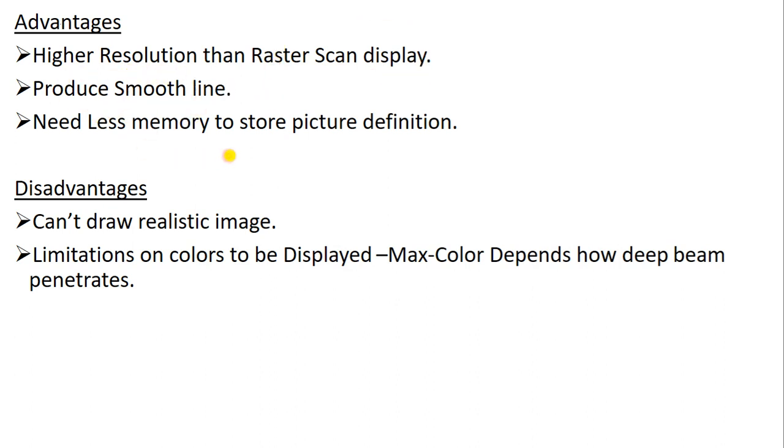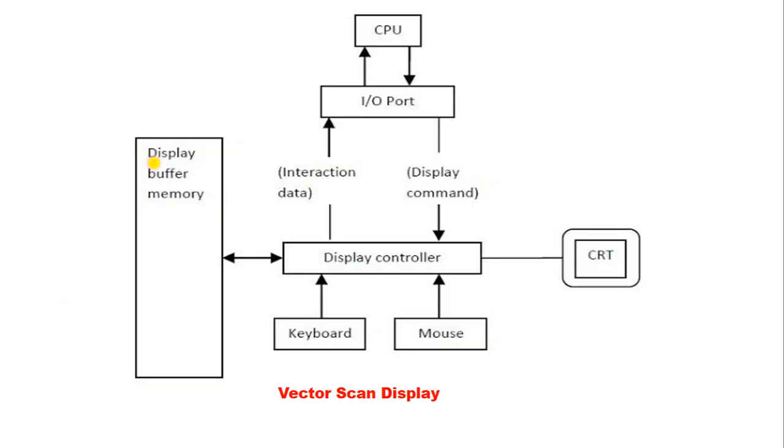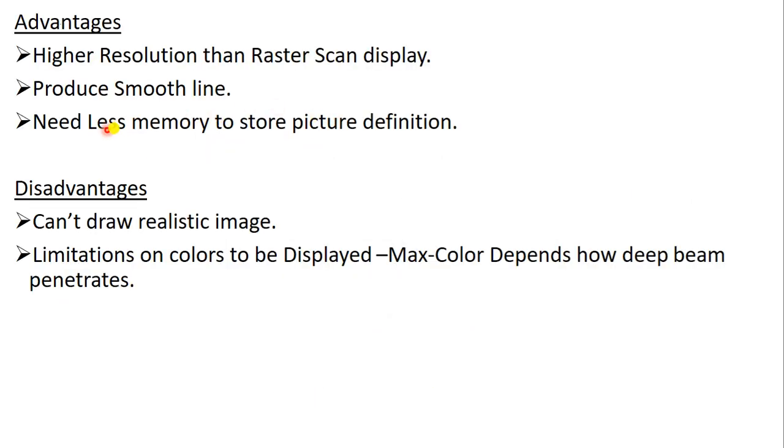It produces smooth lines, yes, vector scan produces smooth lines. It needs less memory to store the picture definition, as I just told you. It strikes the information only where we want, in the particular area and position, and the information is struck by the beam. The remaining area will be empty, so it consumes only this much area and less memory is used. So this is the positive point.